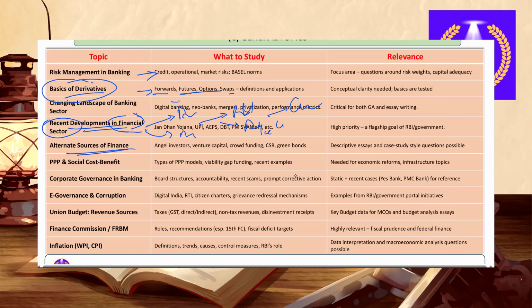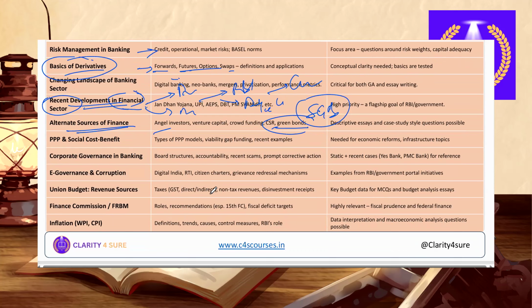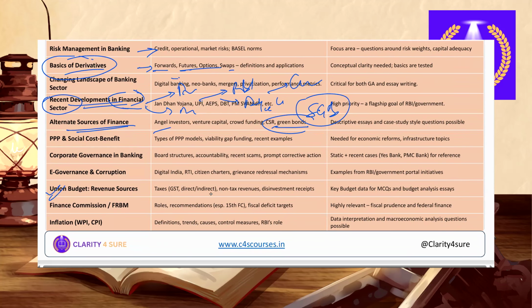Alternate sources of funding, from where else? Green bonds, sovereign green bonds, obviously this is important, right? Then union budget, see here, it is clearly mentioned in your syllabus. It was in ESI also, and it is here too. There in ESI you had to read it from a different angle, and here you have to read it from a different angle.